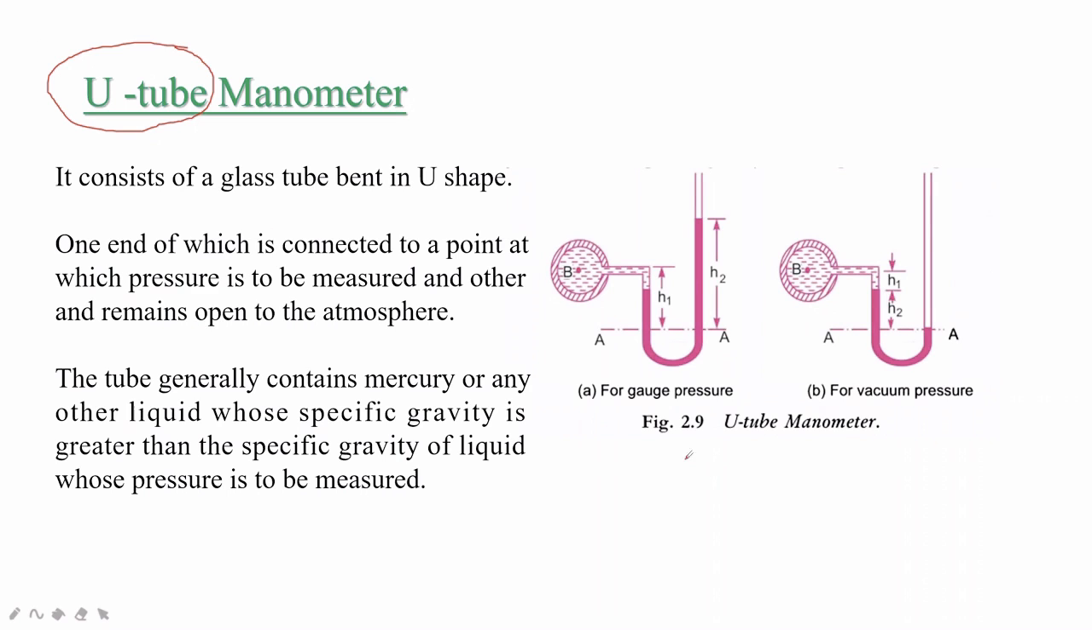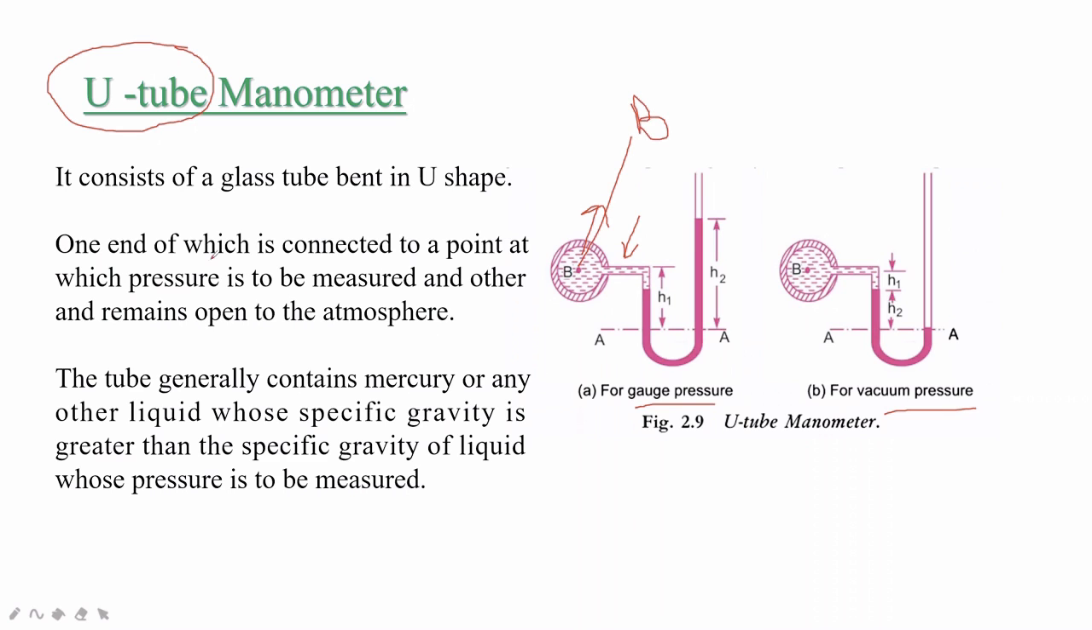It is used for gauge pressure and for vacuum pressure; you'll get to know what gauge pressure is and when you should use vacuum pressure. So this is the system where the pressure is to be known. This is the cross section of a pipe. If you want to know the pressure inside this pipe, we have to connect this U-shaped tube to this system. One end of it is connected to a point, here the point is B.